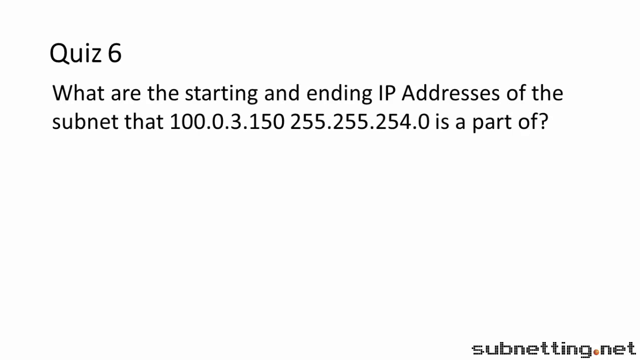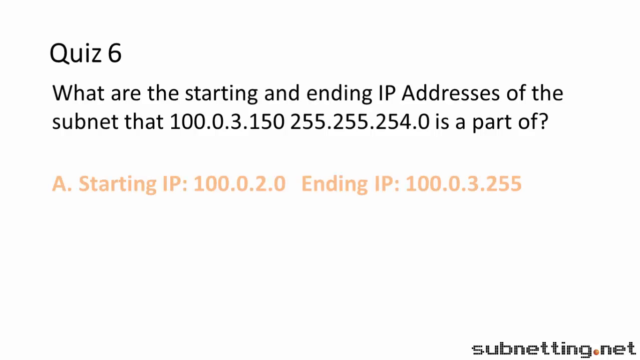Here's another quick quiz. What are the starting and ending IP addresses of the subnet that 100.0.3.150 with a subnet mask of 255.255.254.0 is a part of? The answer is the starting IP is 100.0.2.0 and the ending IP is 100.0.3.255. Here's how we solved it.